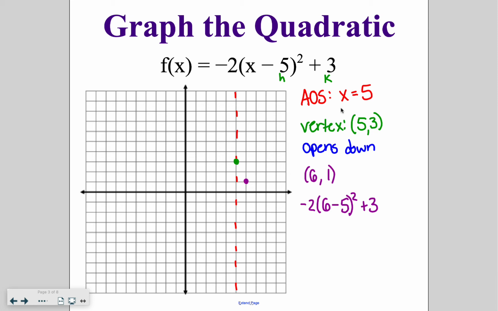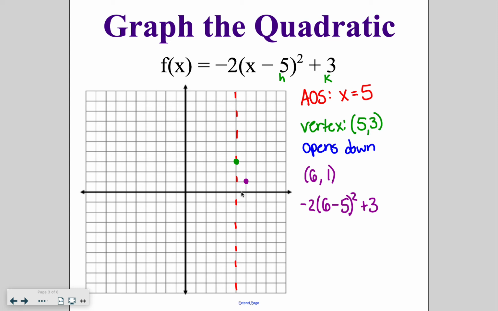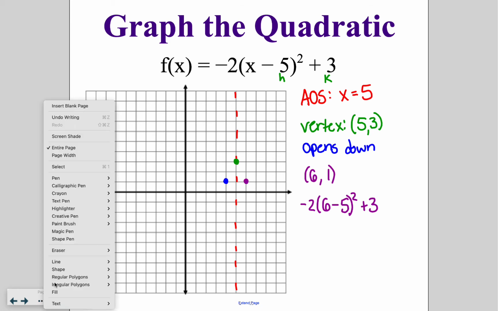Now the key thing here is our axis of symmetry tells us where the graph is cut in half. So because I have a point at (6, 1), that means I also have a point at (4, 1). Same horizontal line, and both of them are one space away from our axis of symmetry.